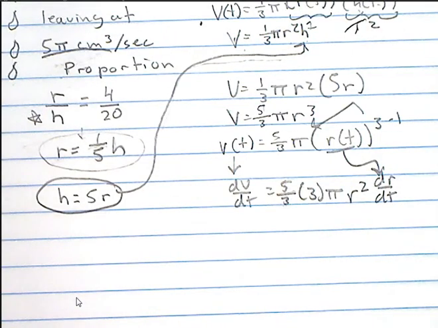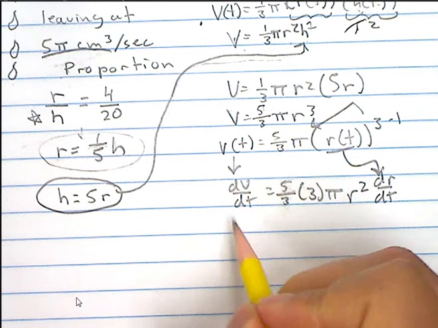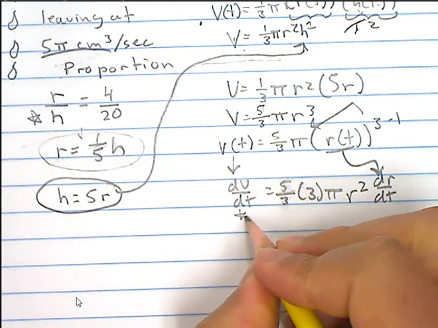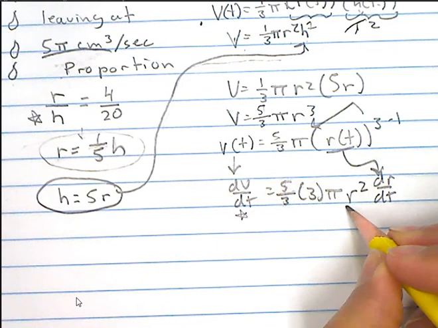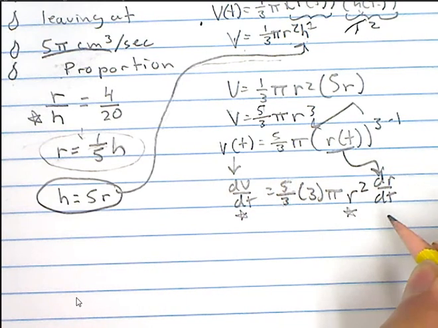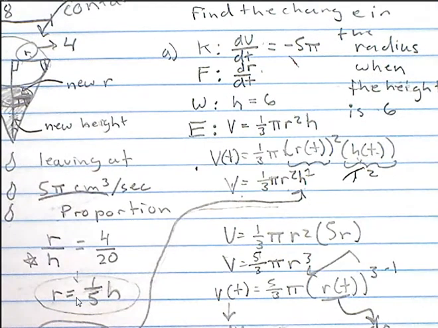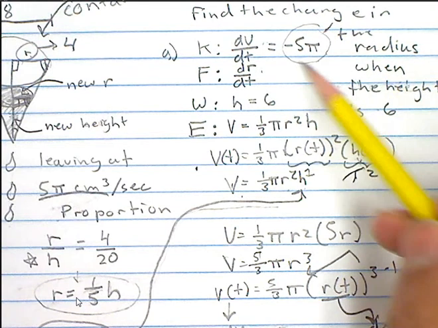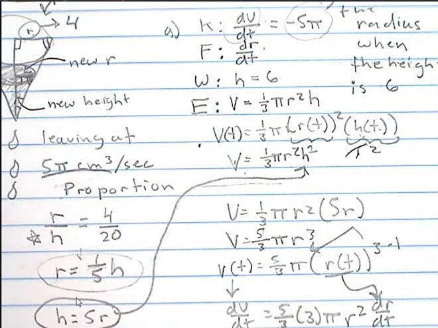Now this is easily solvable. Substitute negative 5 pi. We need dv dt, and we need r, and we need dr dt. Okay, so this is interesting. I'm not just going to substitute. I'm not quite done working. But this negative 5 pi right here, that's what I'm going to substitute for dv dt.